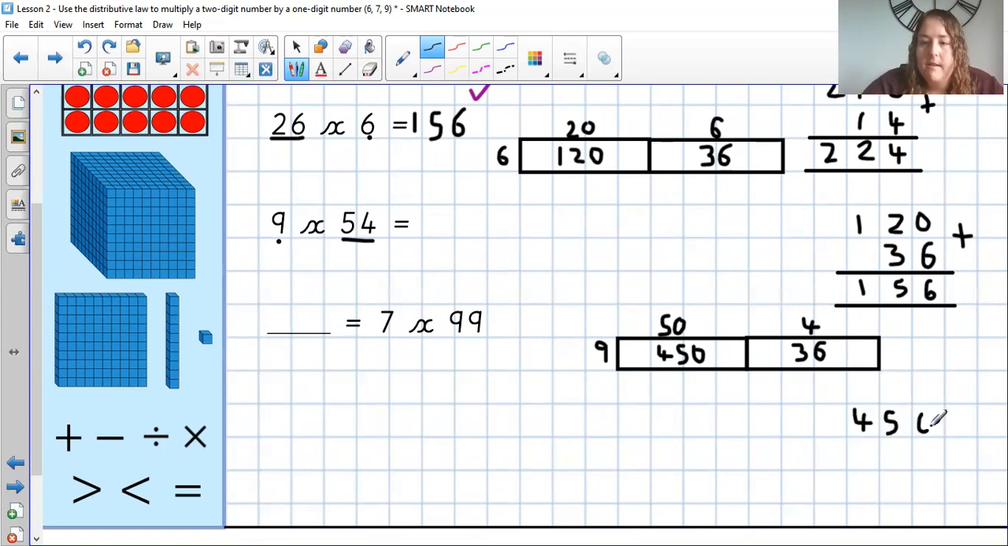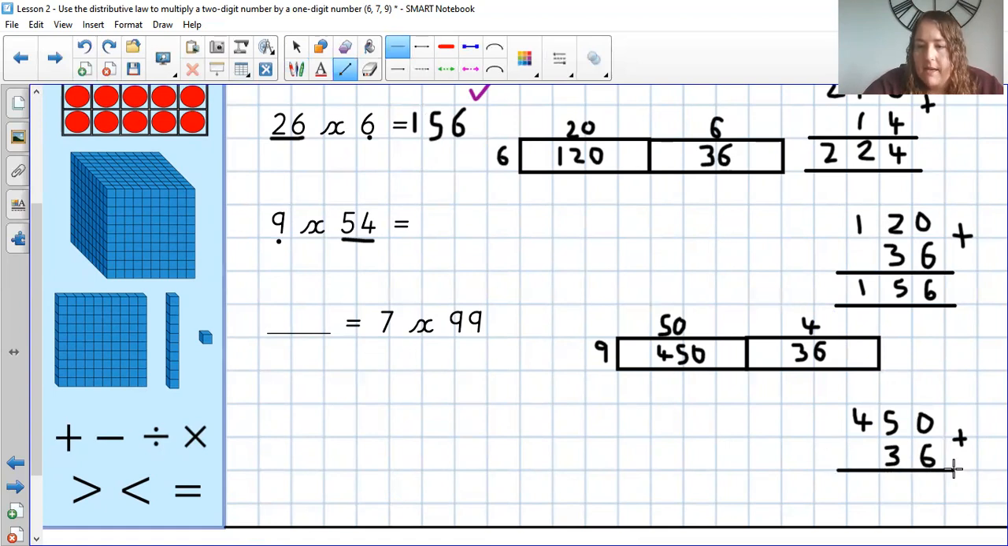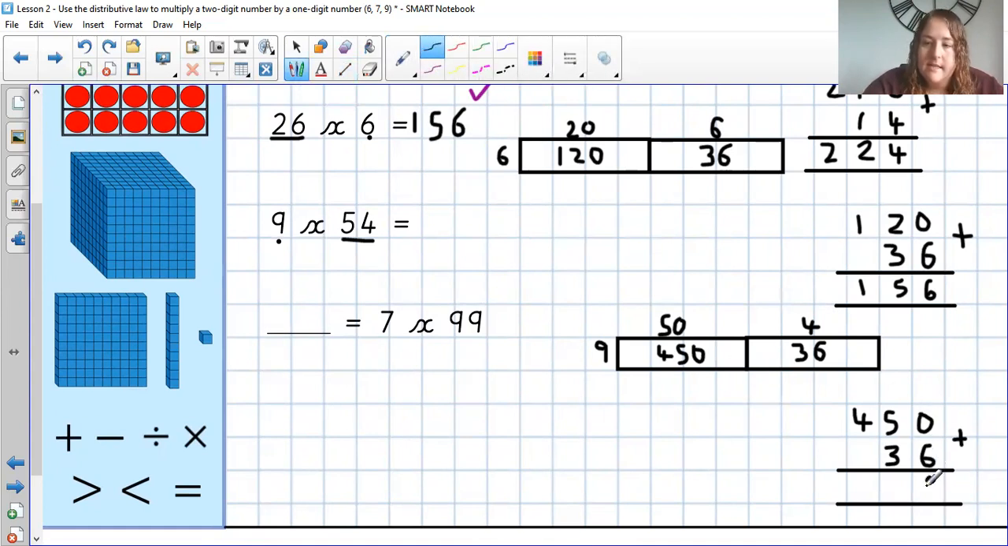450 add 36. Ruler lines for my equals, making sure I'm putting my addition sign so I know what I'm doing, and then starting with that ones column. 0 add 6 is 6, 5 add 3 is 8, and 4 add nothing is 4. So the answer is 486. And if you got that answer right, please give yourselves a tick.